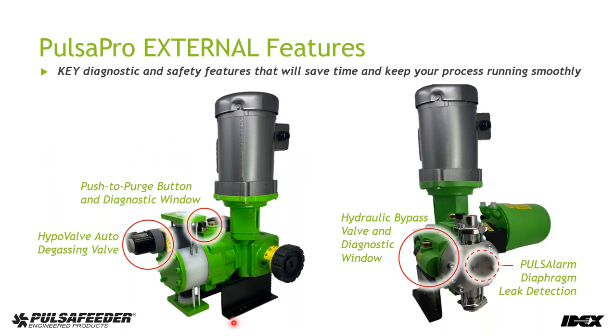There's a lot of components to the PulsaPro, and we're going to be specifically looking at and discussing each one of these that are in green here: the push to purge button in the diagnostic window, the hypo valve, the hydraulic bypass valve, the pulse alarm diaphragm leak detection. Those are the external features, but I want to also identify some other key components on the product.